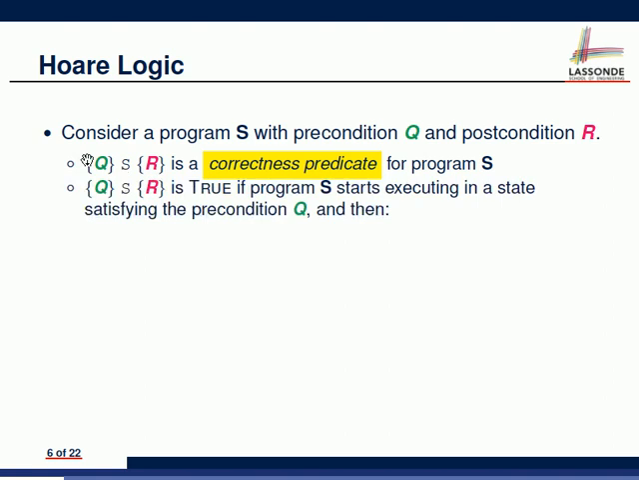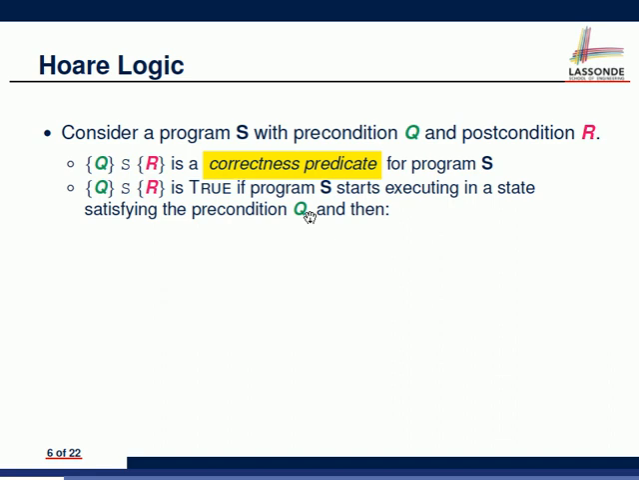We say that this correctness predicate is true, which means we can prove it to be true, if the program S, which can be arbitrarily complicated, starts executing in a state satisfying the precondition Q. First of all, there are two concerns over here. So far, I have seen some submissions for the lab and the lab test that simply did not terminate on my test cases. That's not very good, because you want to make sure termination is a property of your program.